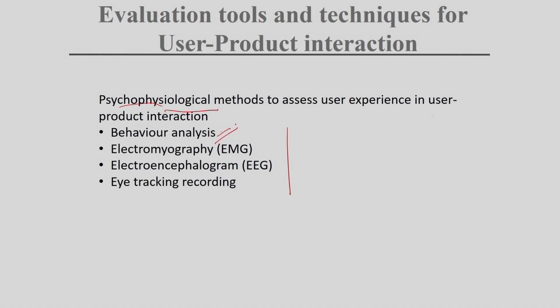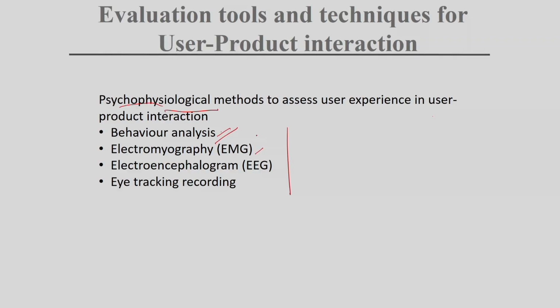First is the behavior analysis. We can do it by observing whether the person is smiling, whether the person is frowning, or whether he is feeling irritated from his facial expression. Those things can be understood from this behavior analysis. Electromyography also, if the person is smiling, then with the same EMG we have discussed, we can understand by putting these probes on the facial muscle.